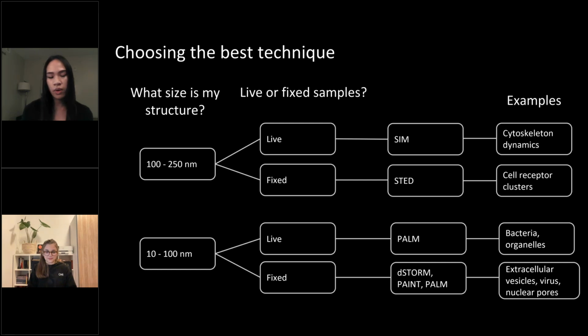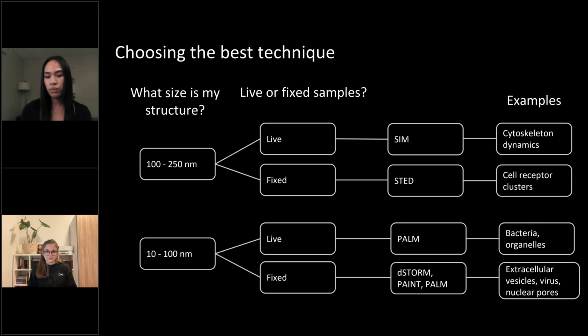And PALM does require photoactivatable and photoswitchable dyes that can localize single molecules, and you don't need a buffer to do this method. So if your sample is fixed though, then dSTORM will be optimal for viewing structures like extracellular vesicles, LNPs, nuclear pores, and viruses.